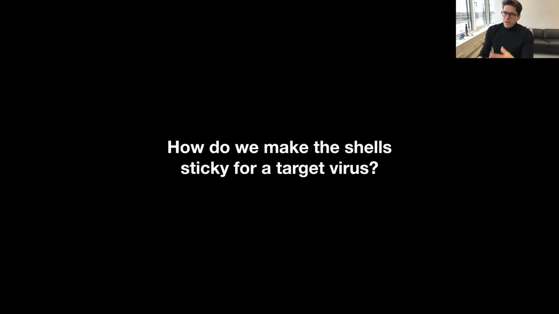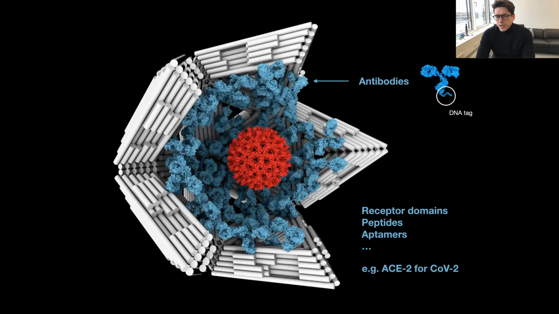So now we have a structural basis to trap viruses. How do we get them in there in the first place? How do we make these shells sticky for a target virus, specifically sticky for a target virus? Well, there are multiple strategies you could consider.